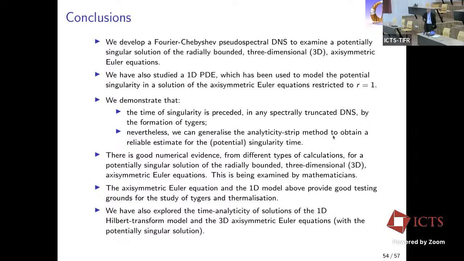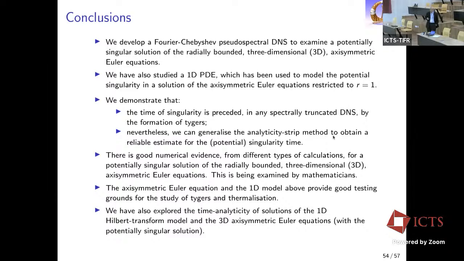But you shouldn't get daunted by that, because you can use the analyticity-strip method to obtain a reliable estimate for the potential singularity time. So now there is good numerical evidence from different types of calculations for a potentially singular solution of this radially bounded three-dimensional axisymmetric Euler equation. And now, of course, we need a real proof, and this is being examined by mathematicians. There's also a preprint out by Howe, but I cannot tell whether it's really proved or not.